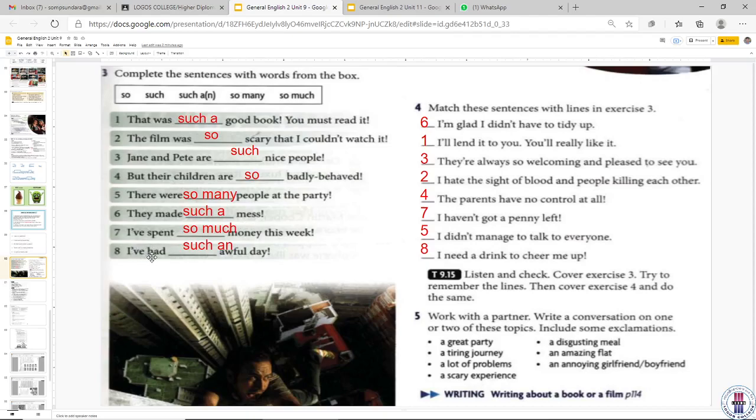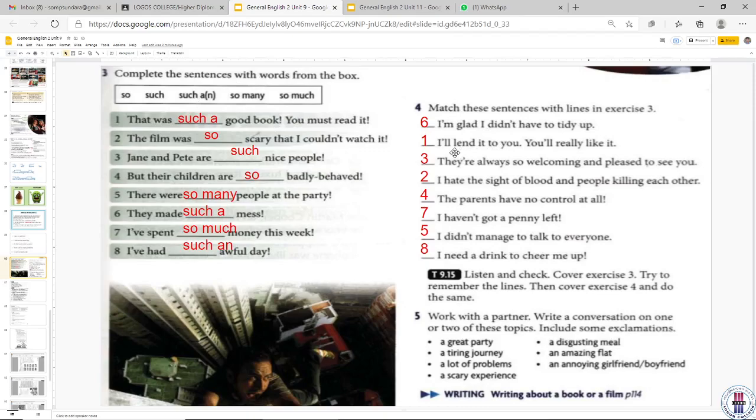Here, number eight, I've had such an awful day. All right, here we say an and we don't say a, because the first sound is a vowel sound. When the first sound of the next word is a vowel sound, we say an.